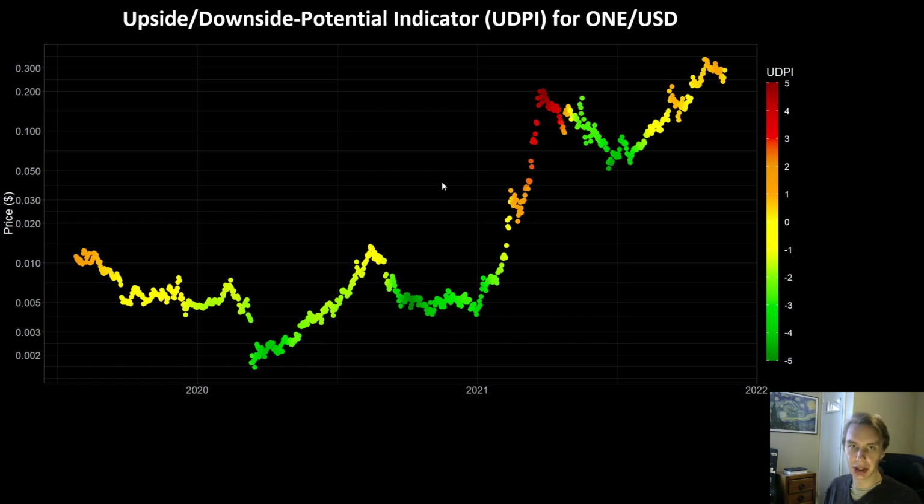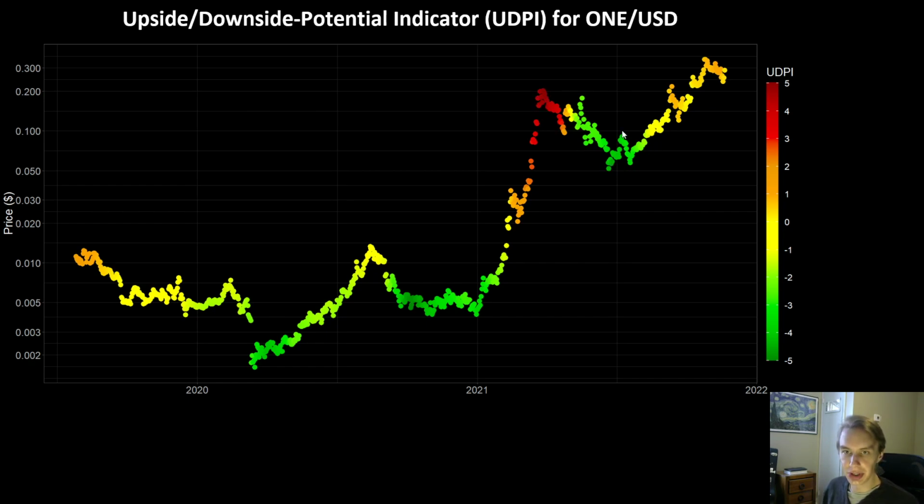So what I'm showing you here is a graph of Harmony's price action over its entire lifespan. Each dot is a day, and each day is color-coded based on the output of our risk indicator, the UDPI. A score of 5 is high risk, a score of -5 is low risk. If you watched the previous video, you'll have seen our overview of this. Essentially, the UDPI identifies these low-risk zones where acquiring ONE has been historically advantageous, as well as these high-risk zones, these tops, where distributing or selling ONE may have been advantageous.